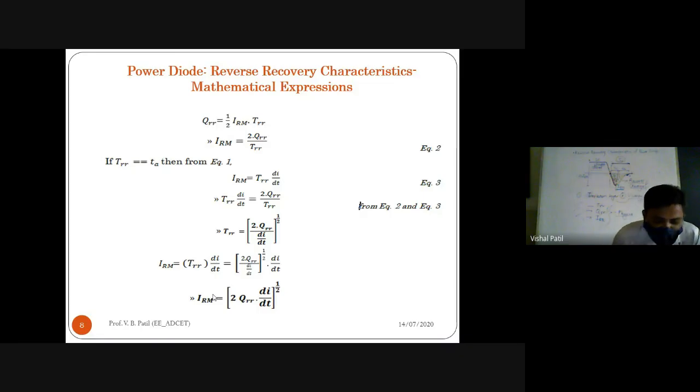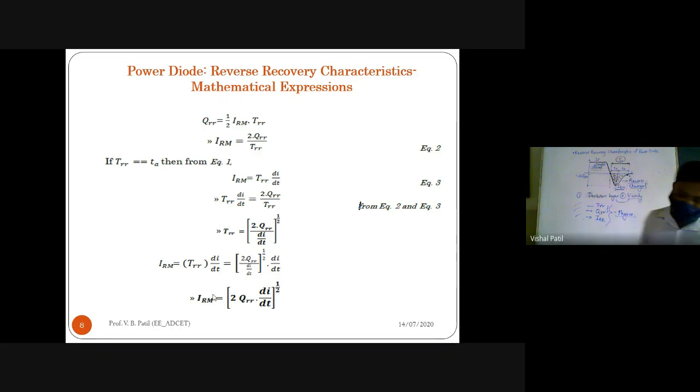Now, as I said, these times are very small. TRR can be considered as a TA. So IRM equals TRR into di by dt. Again, rearranging the terms, we get TRR equals square root of 2 QRR divided by di by dt. And from the equation IRM equals 2 QRR divided by TRR, substituting, we get the peak value of reverse current IRM equals square root of 2 QRR into di by dt.